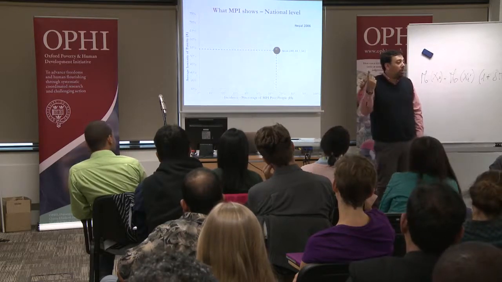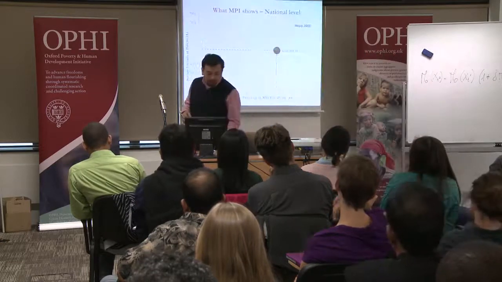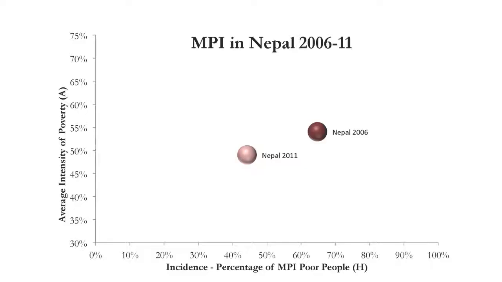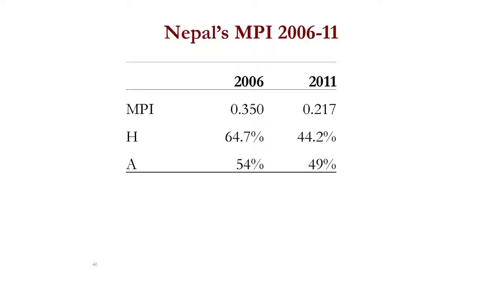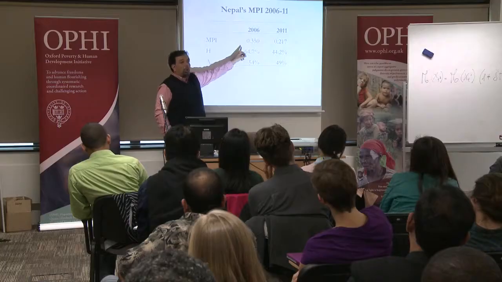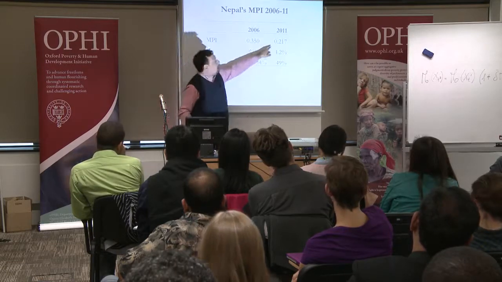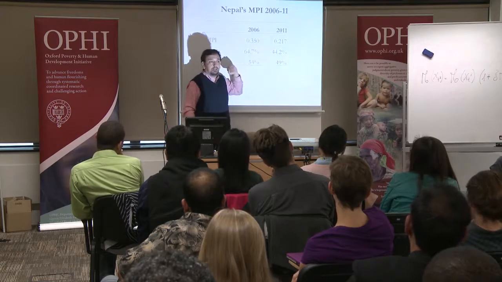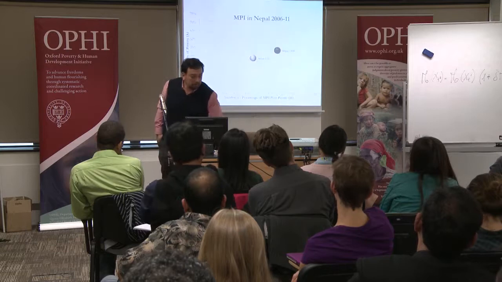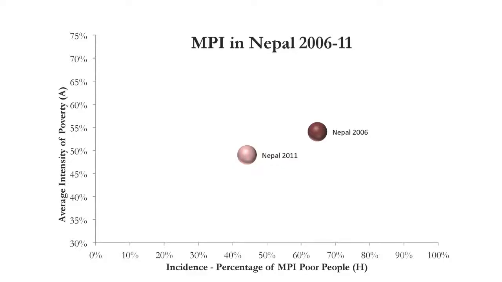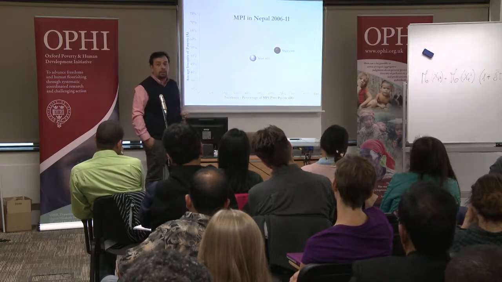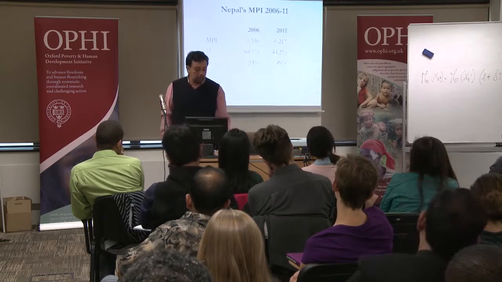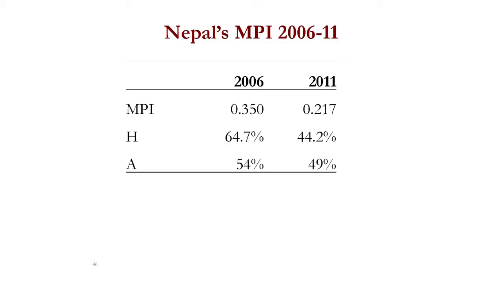Okay, but a single point doesn't give us so much information. But when we compare 2 years, it provides a bit of information. For instance, these are the 2 years for Nepal, 2006 and 2011. If we focus our attention only on the MPI, we will say, oh, OK, we're better off. Poverty is falling. But where is the source of that process? In both directions. We can see that the percentage of poor people is falling, and the intensity is falling as well. I'm starting with the simplest cases. We are trying to elaborate based on that.